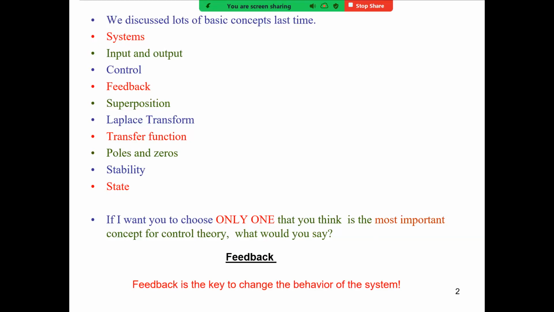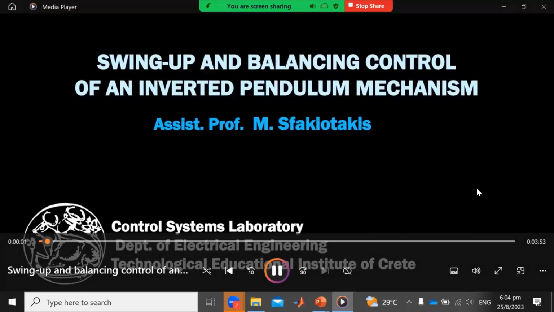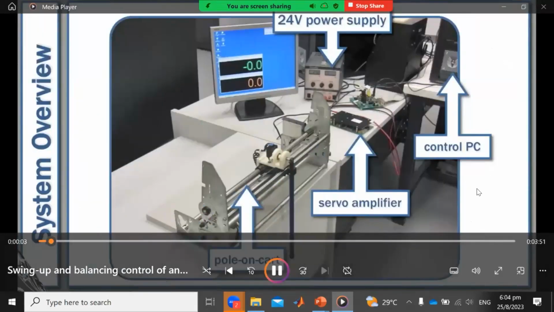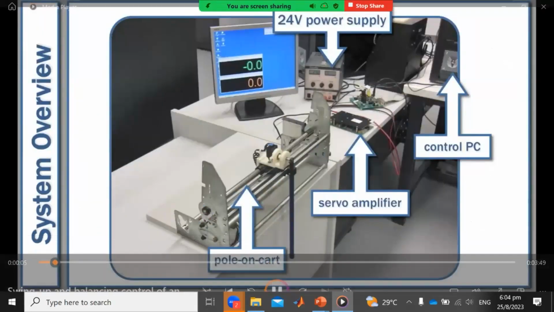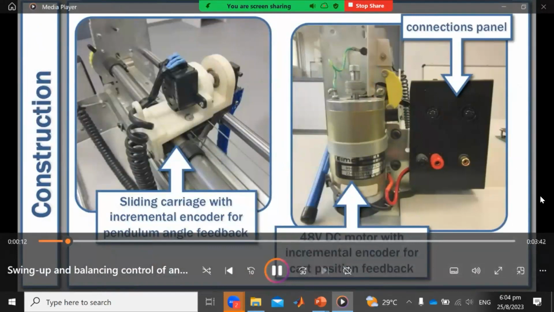So we use an example to show that. Last time we used the robotic manipulator to show how we design a system for the manipulator to stay upright. Let me show you a short video clip about some setups of the inverted pendulum. This is a basic control problem, a kind of textbook one.